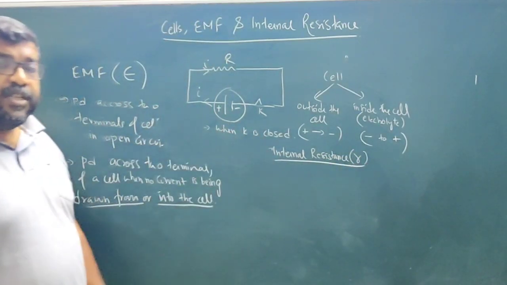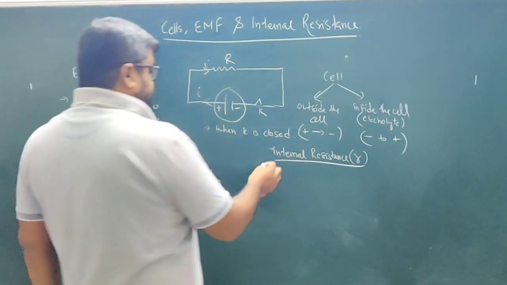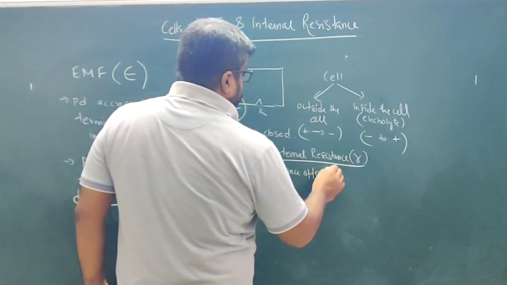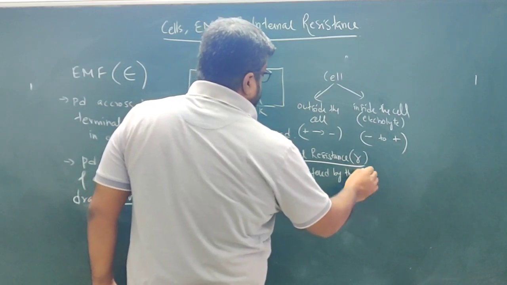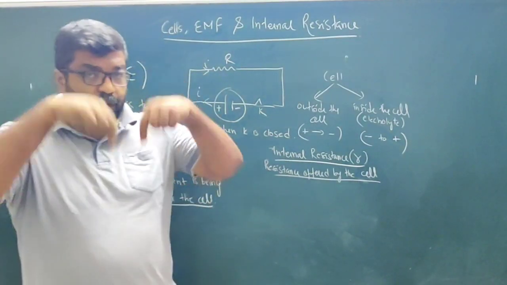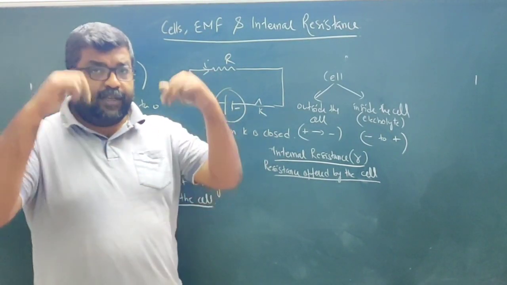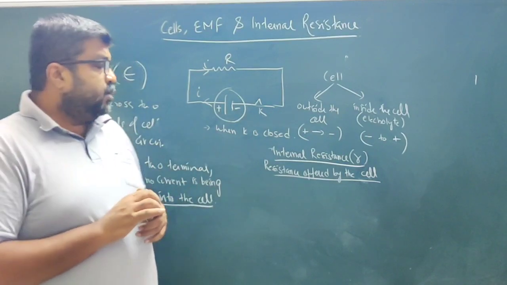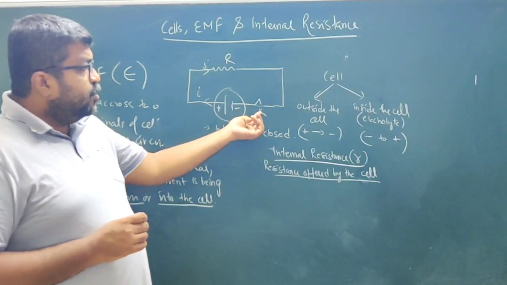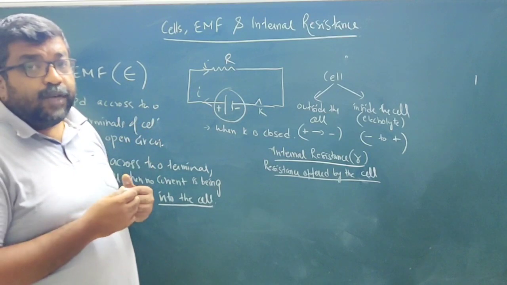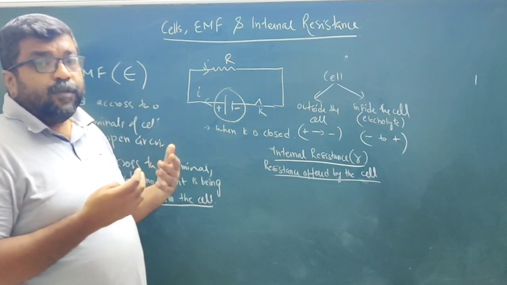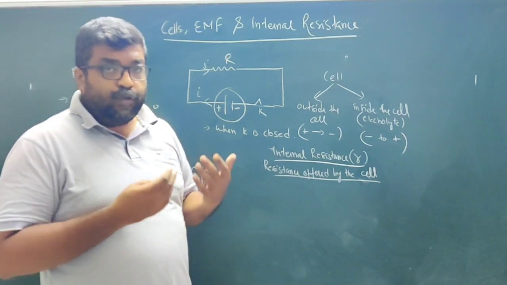Now what is this resistance? It is the resistance offered by the cell, that is, whatever is inside the cell: the resistance offered by the electrolyte and the electrodes. That is called internal resistance. When the key was open, there was no flow of current. If there is no flow of current, there will not be any opposition, so there is no question of internal resistance.